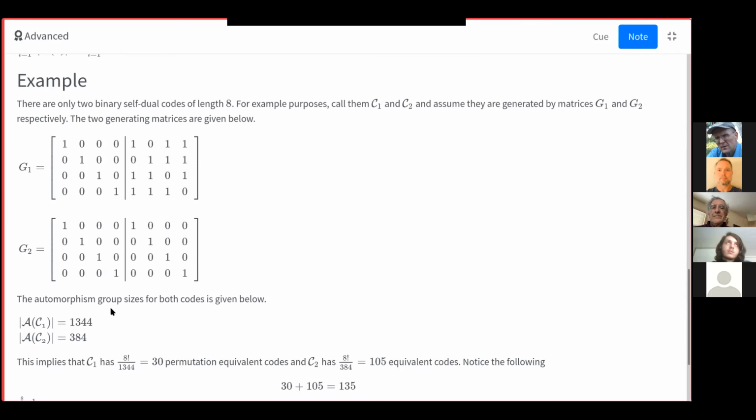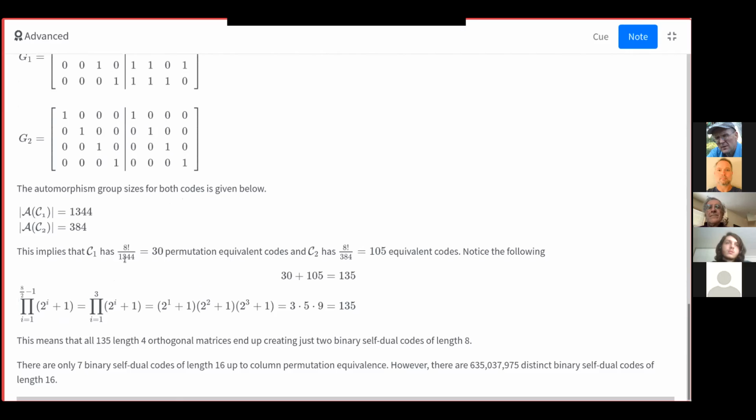So it's 384. So I take the 8 factorial, divide it by its automorphism group, and I say this matrix generates C1, which has 30 permutation equivalent codes. This one has 105. Looking at the mass formulas here, we add those two together and look what happens. We have accounted for all of them. Now there's 135 length 4 orthogonal matrices ending up creating just 2 binary self-dual codes of length 8. There are only 7 self-dual codes of length 16. However, there are 635 million orthogonal matrices.